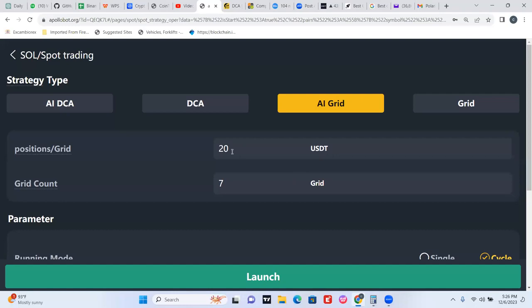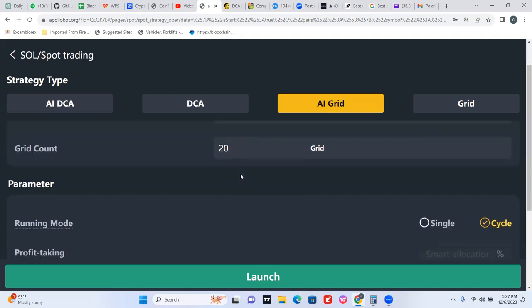So you could come on AI grid with your capital. Depending on your capital, you could put 10%, 5% of the coin or the particular fund you want to allocate here. Say maybe you put $30. Now the grid count: if I'm trading Bitcoin, I could make my grid count maybe 15. I could make it 20 because I want to buy Bitcoin deep down.